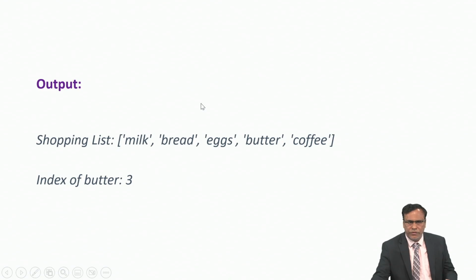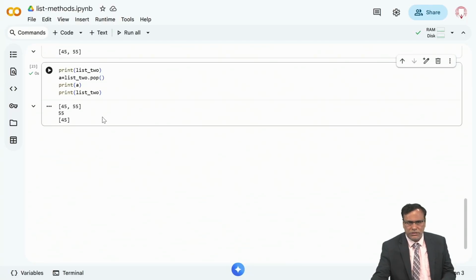If you want, you can go through this. This is the original list, and you have given the item name, that is butter. You know that butter is at position 3, so it has printed 3. Let us execute this.